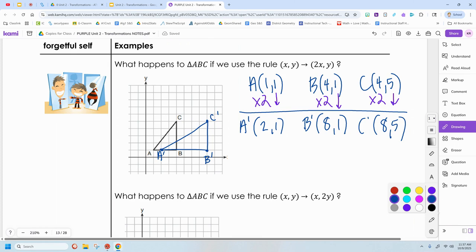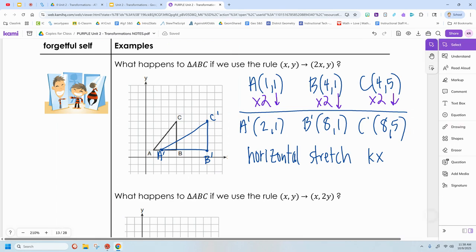Did our triangle get any taller? No. Did it get stretched this way? That's a horizontal stretch. And that's because the X variable had a coefficient, right? So it was K times X. There was some coefficient there. If we had had a number like 0.5, our triangle wouldn't have stretched wide. It would have gotten narrow, right? It would have become thin.